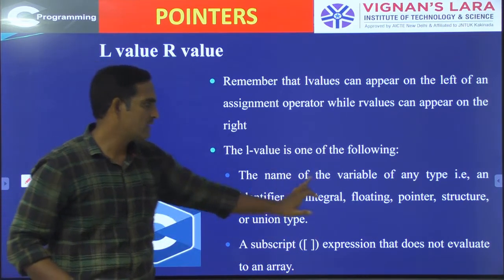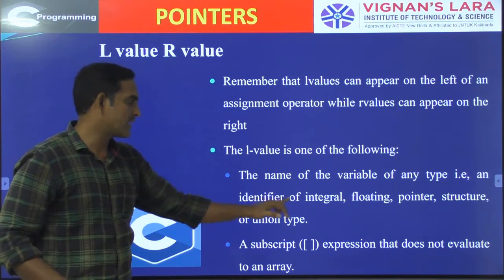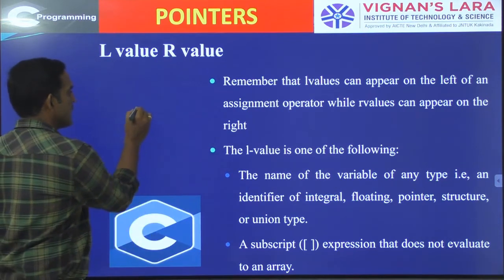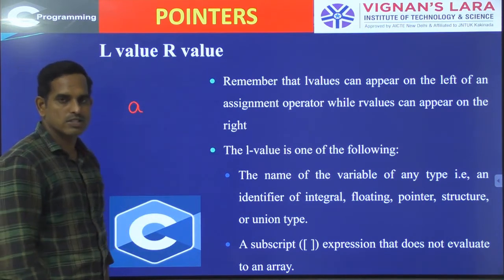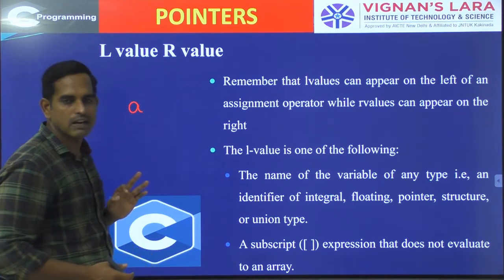The first one is the name of a variable of any data type, that is, an identifier of an integral, floating, pointer, structure or union. Any variable which stores some memory will be an L value expression. A variable is an L value.